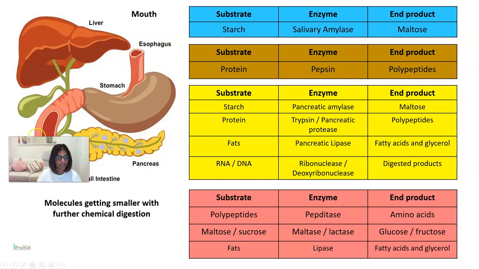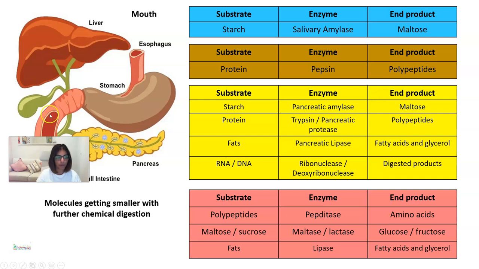While in the small intestine, we have the pancreas, which secretes its pancreatic enzymes, which are pancreatic amylase, pancreatic protease or trypsin, pancreatic lipase, and ribonuclease or deoxyribonuclease enzymes. You can see here that their substrates very much mirror the names that they come from, and these are the end products. It's important that you take the time to remember and understand the names of these enzymes, the substrate, and the end products produced.